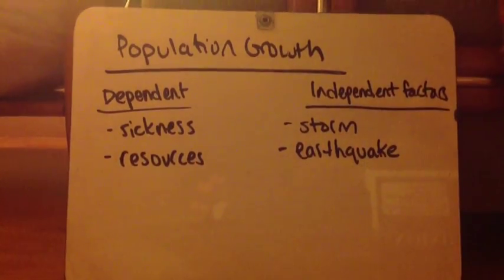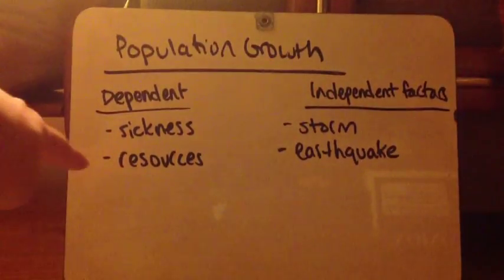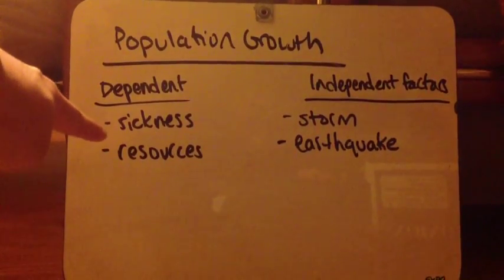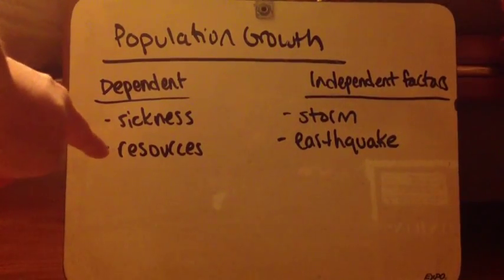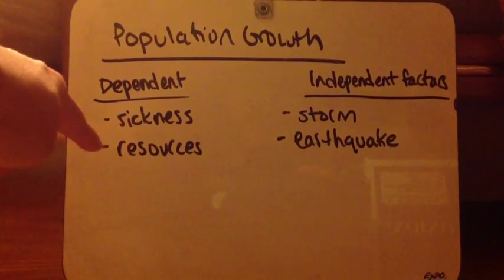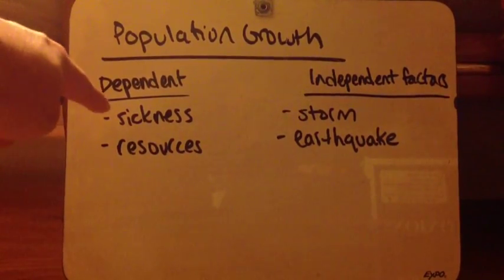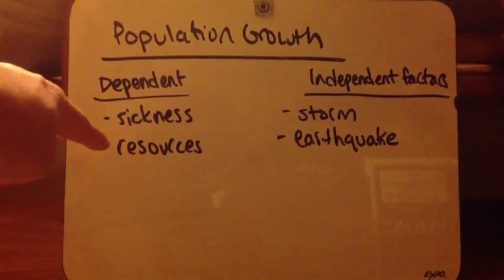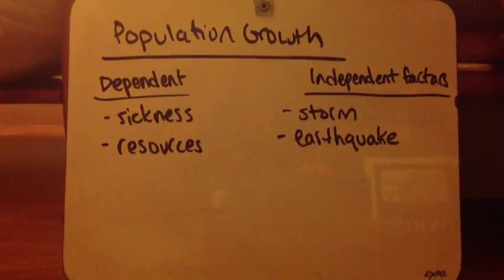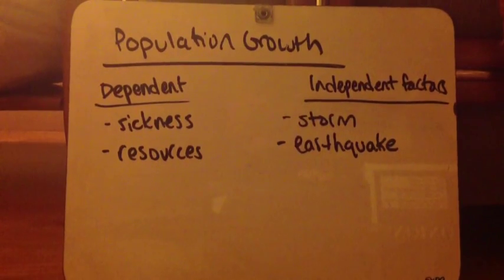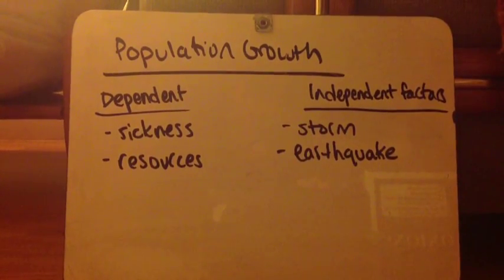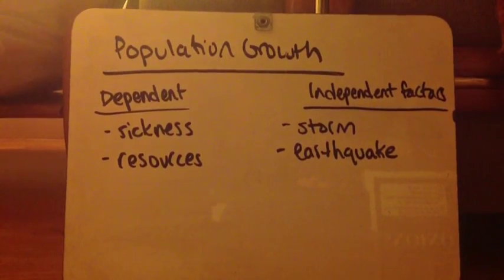So first off, there are some population-dependent factors, such as sickness and resources. As your population gets bigger, sickness and resources have a bigger impact. If there's only 2 people in your population, then sickness might not be such a big deal. You just stay away from the person who's sick. Resources, there's enough food to go around. However, as there are more and more people, hundreds and hundreds of people, resources become more important. It's less likely that you're going to get that pizza you want because 800 other people want it.